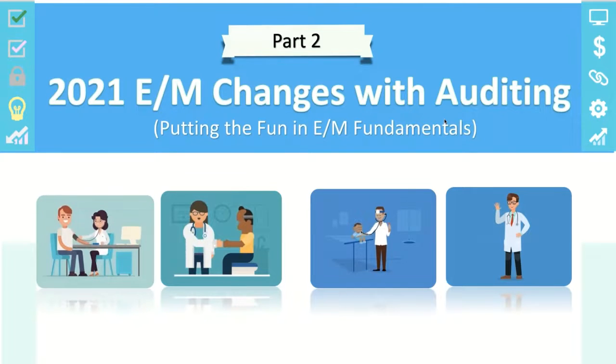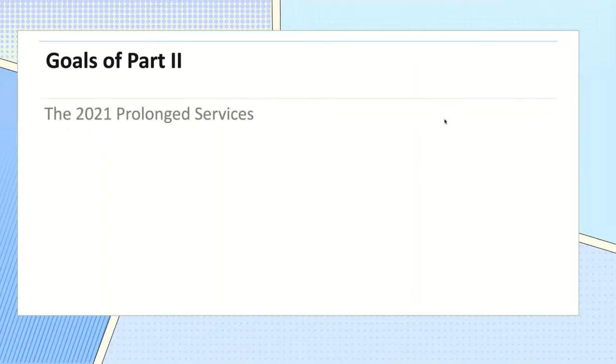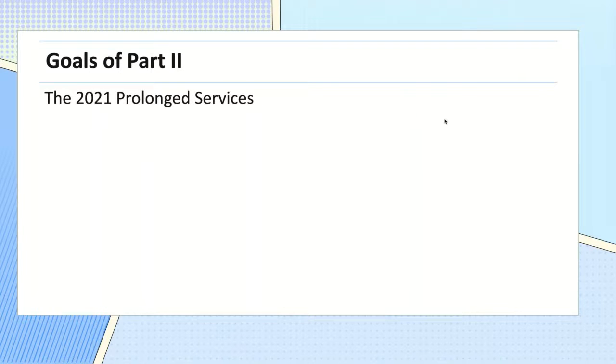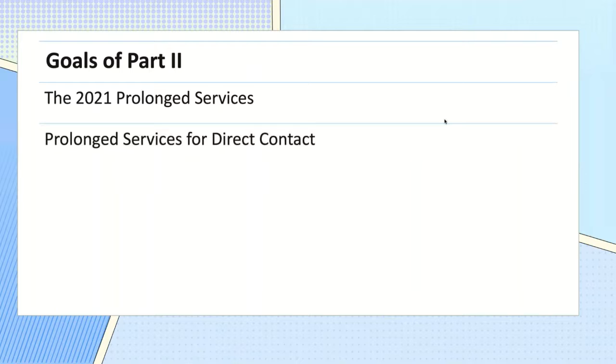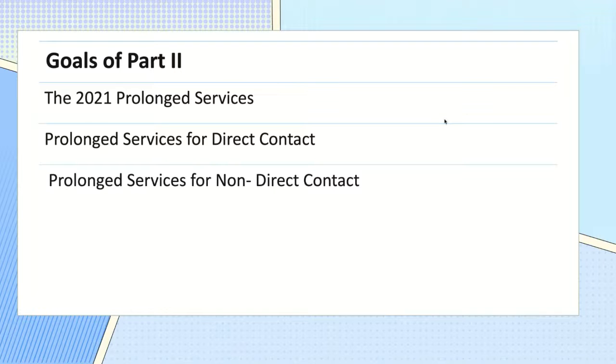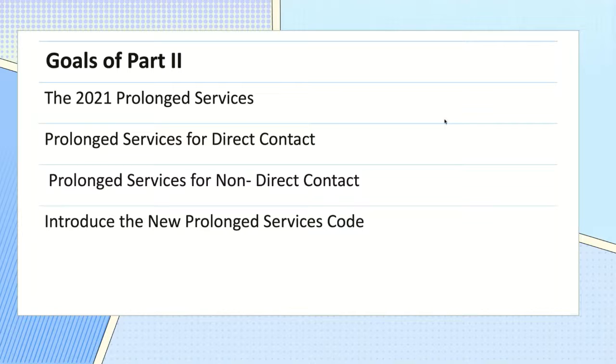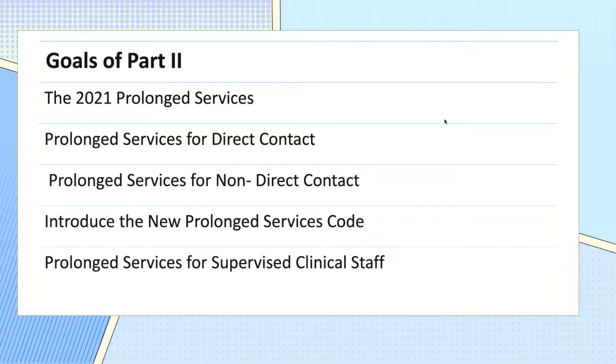Let's review the goals of part 2. Goal number 1, we will review the 2020 prolonged services. Number 2, prolonged services for direct patient contact. 3, non-direct patient contact. 4, we're going to introduce the new prolonged services code. And 5, we will talk about prolonged services for supervised clinical staff.